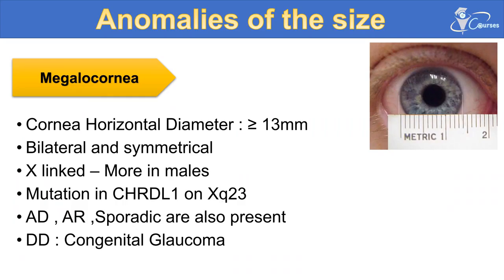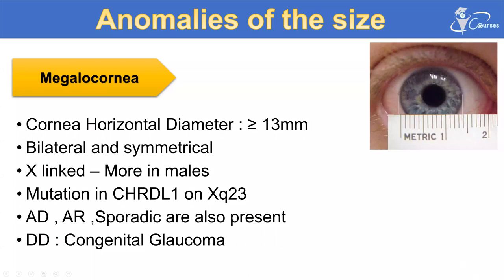So does it mean that it's always X-linked? Again, focus for the MCQs. No, it doesn't always have to be X-linked. It can be present also as autosomal dominant or autosomal recessive or even sporadic. But the most common is to be X-linked.